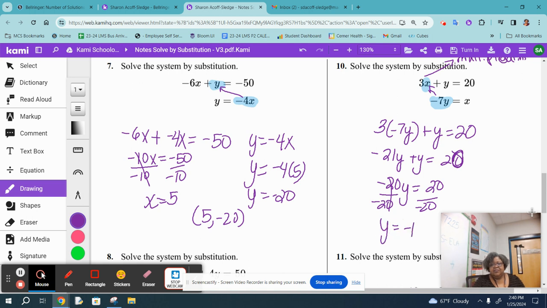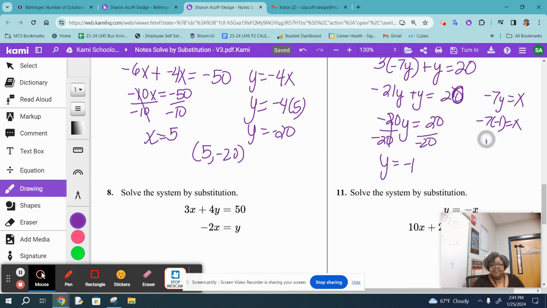Y is equal to negative 1. Negative 7y equals x. Negative 7 times negative 1 equals x because y is negative 1. And then 7 equals x. So that's my ordered pair, x first and then y.